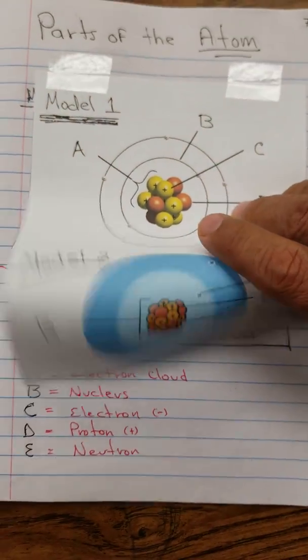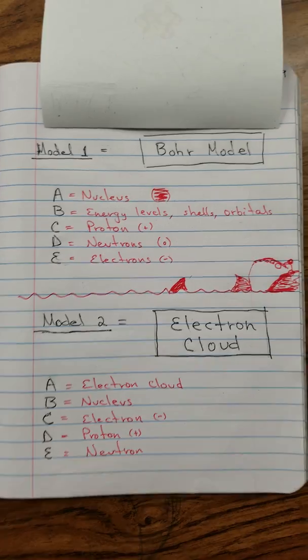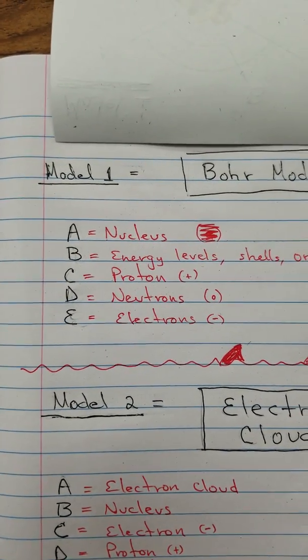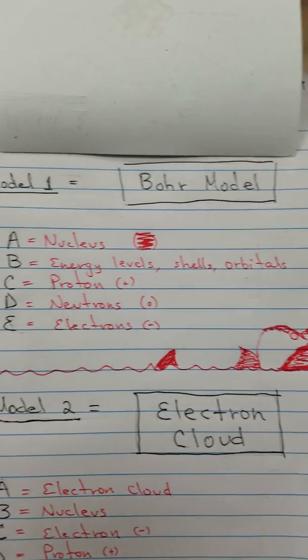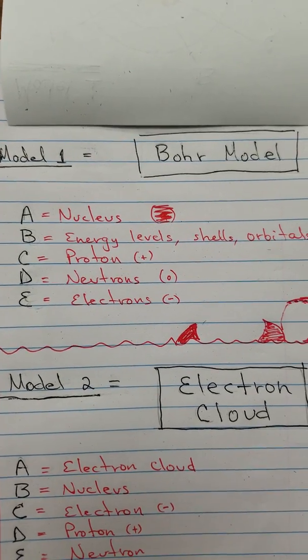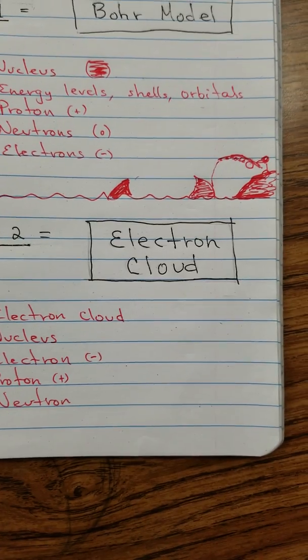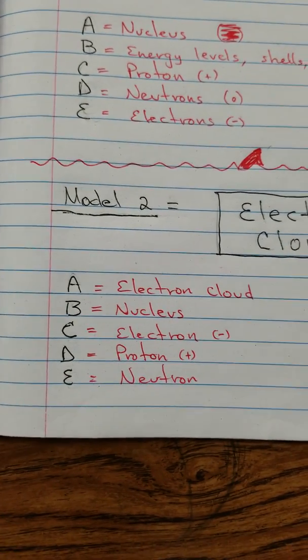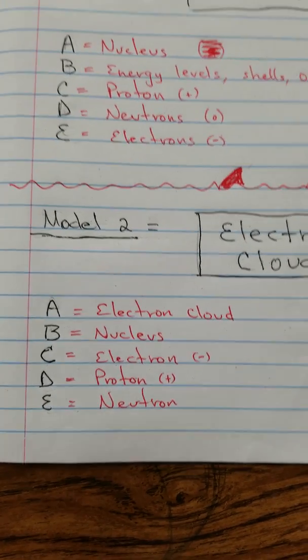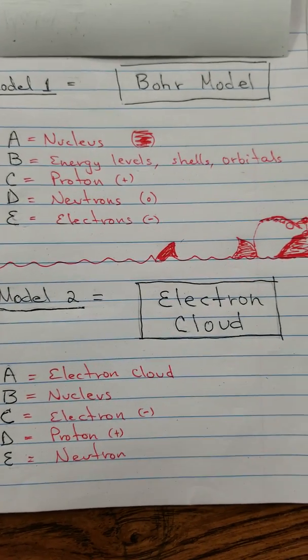And that's pretty much what we put inside this foldable, right? Model 1 is the Bohr model. And you got your A, B, C, D, and E. Likewise over here on the electron cloud model. You got your A, B, C, D, and E. Make sure you write all that information. Pause it at any time.